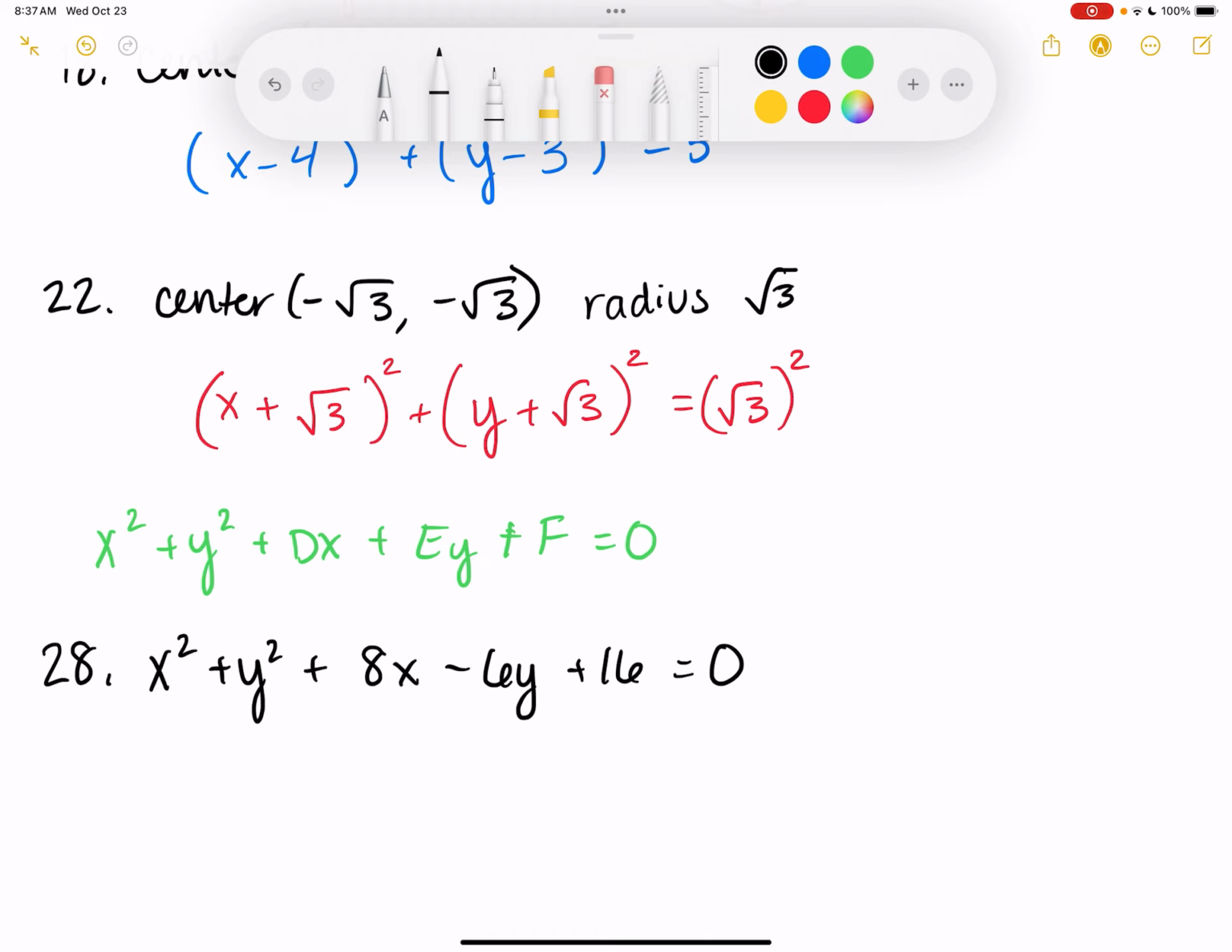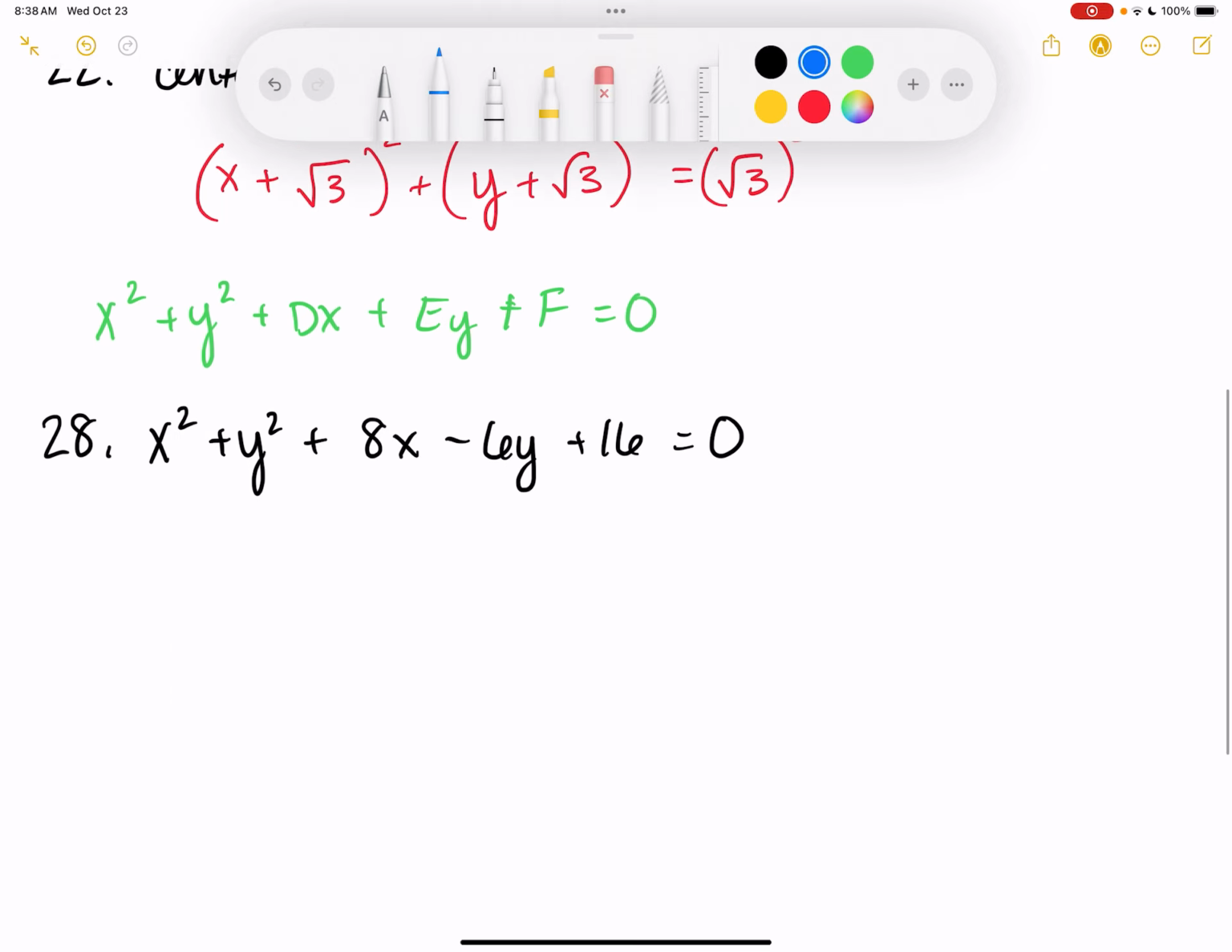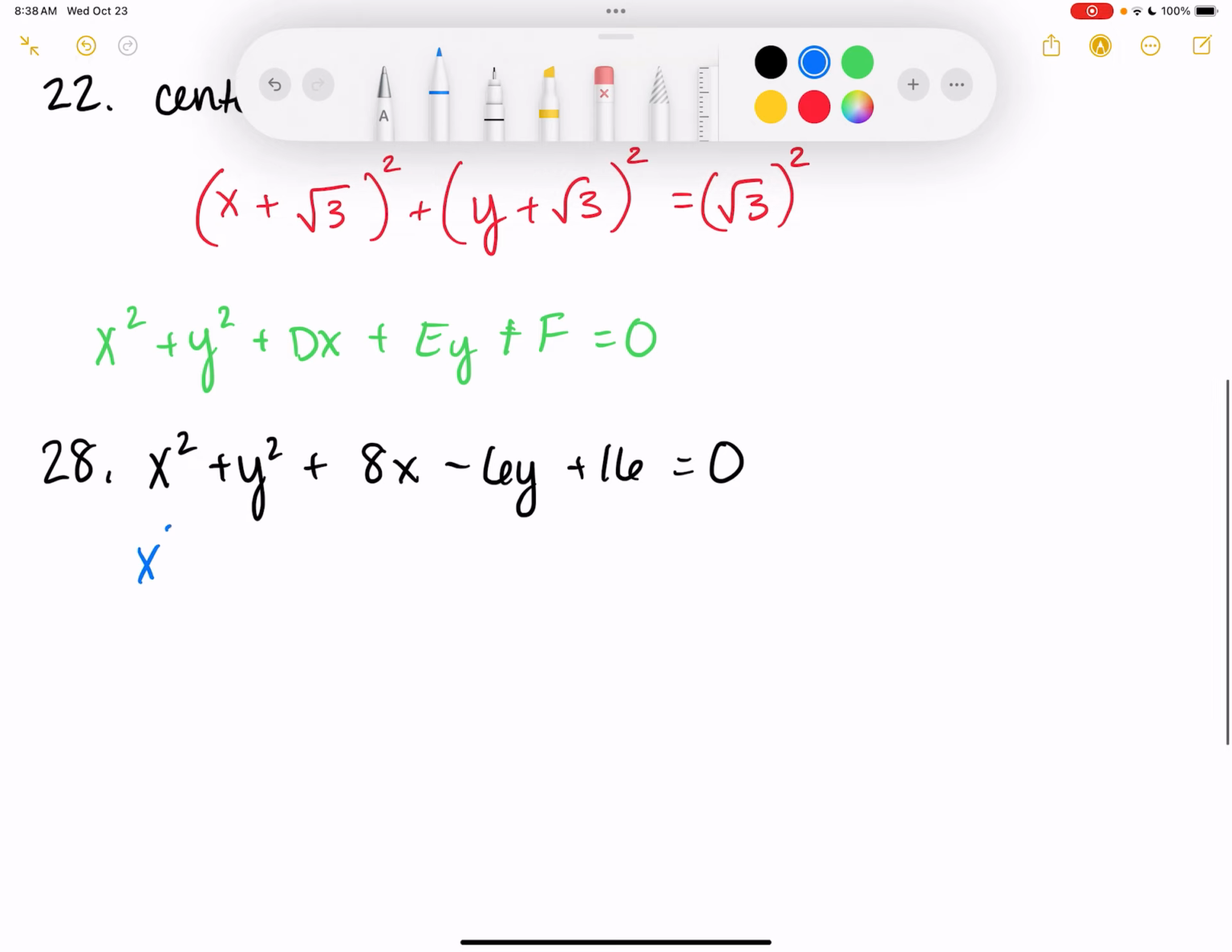So what I'm going to do is reorder my variables so the x's are together, y's are together, and anything that's just a number, I'm going to move over to the right-hand side. So initially, I'm going to have x squared plus 8x. Leave a little bit of space because we're going to work on completing this square, and that way we don't have to write the whole thing again. Plus y squared minus 6y. Leave a little bit of space, equals negative 16. So all I've done at this point is put the x's together, y's together, and pushed anything that didn't have a variable to the other side.